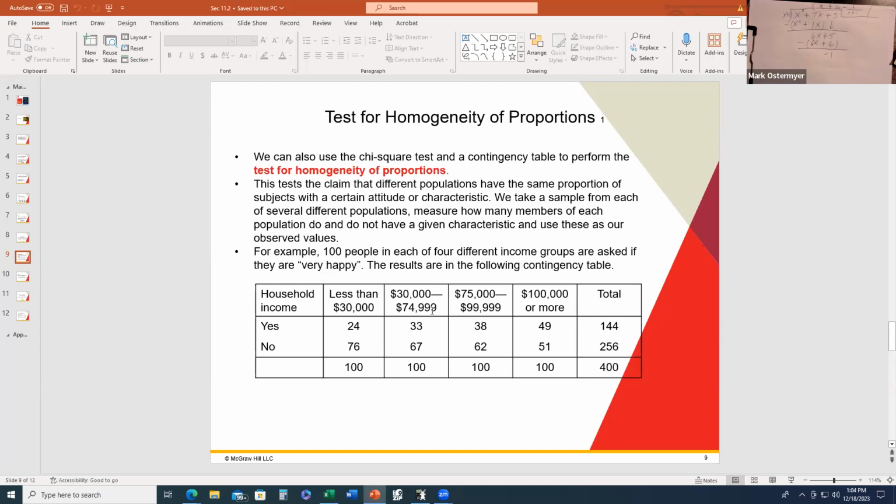Notice we have these columns where we have household income. And the household income is in different categories of income, less than 30,000 a year. I believe this is annual income. 30 to $74,999, $75,000 all the way up to $99,999, and 100,000 or more. These are the number of yes respondents and no respondents as to, are you very happy with your life? Notice we have column totals and row totals here.